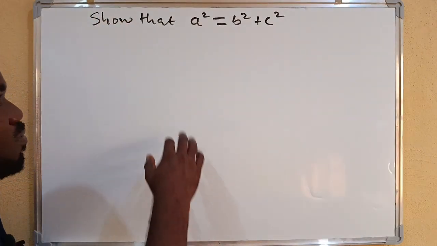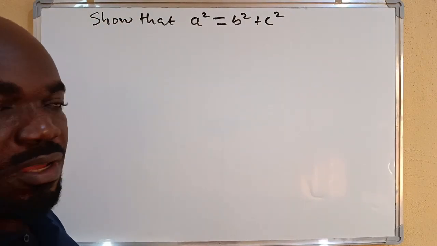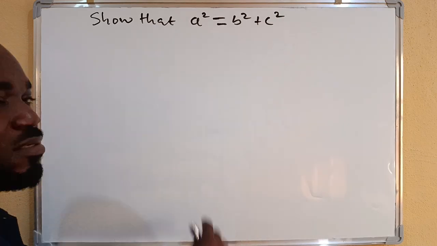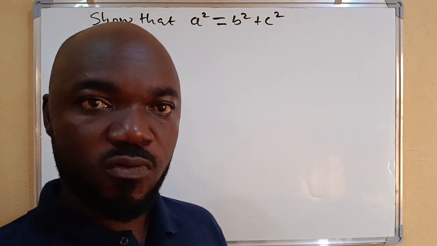Okay, so this is a simple, popular theorem that says a squared equals b squared plus c squared. How do we know that this is correct? Okay, so I'm going to use geometry to prove this.